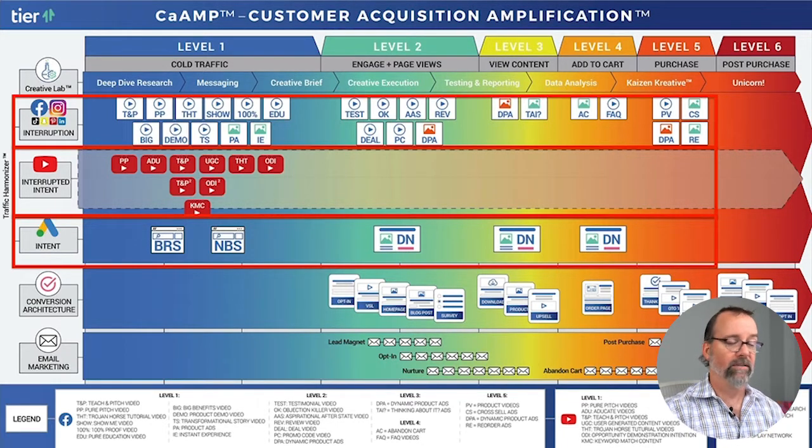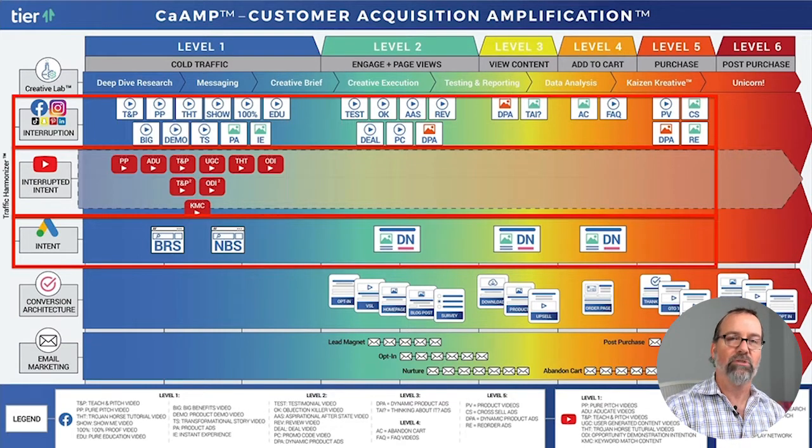The next part here, as I've just highlighted, is the 3 types of traffic that we stratify out in a system that we call the traffic harmonizer. This is sort of a subsystem within a system, and within this system we have 3 types of traffic. Interruption-based traffic, which is Facebook, Snapchat, Instagram, TikTok, all of those platforms, where there's no specific intent. They're not looking for your stuff. They're not doing an active search for something that you offer.